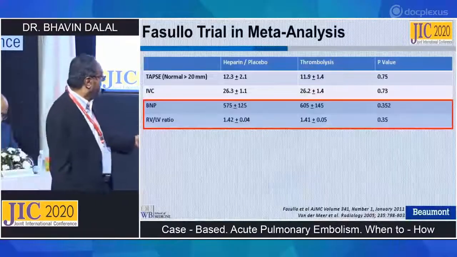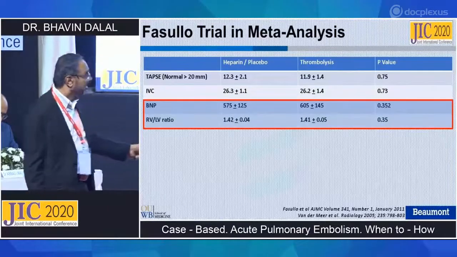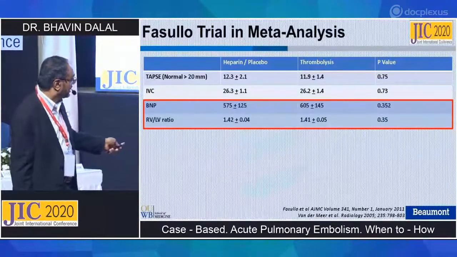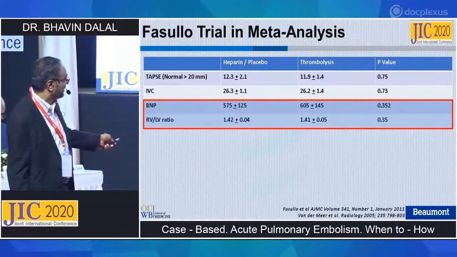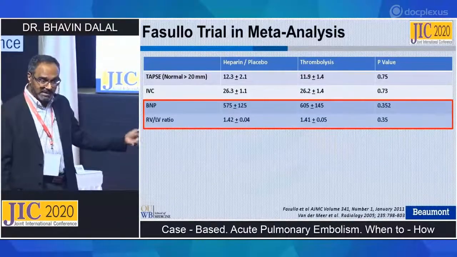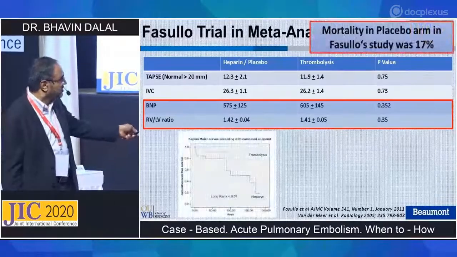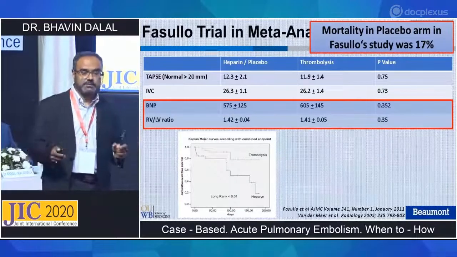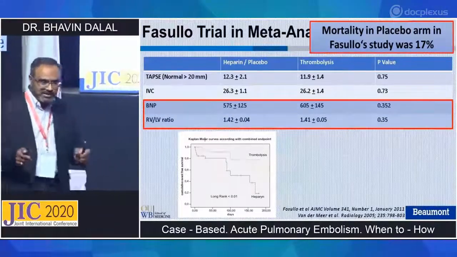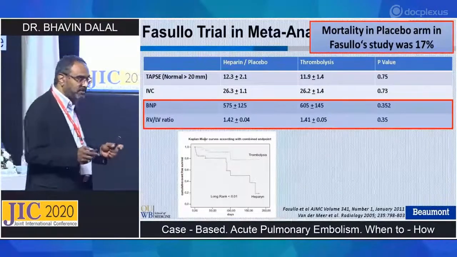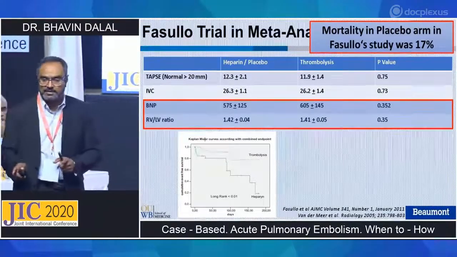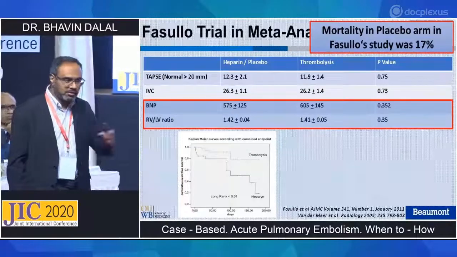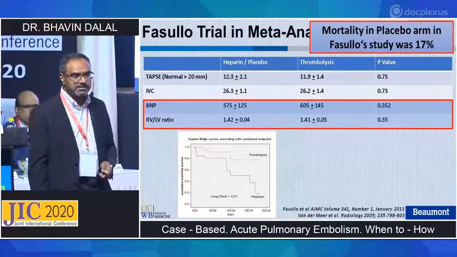If you look at that trial, the Fibrinolysis trial, they had very high risk patients. RV to LV ratio was high, BNP was pretty high, like my patient. And in the trial, the mortality in the control arm was 17%. So mortality in the heparin arm was 17%. That's why those people did get a benefit of thrombolysis, not the routine intermediate risk PE patient.